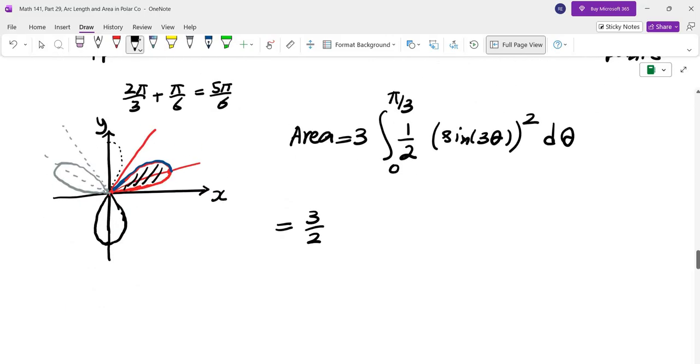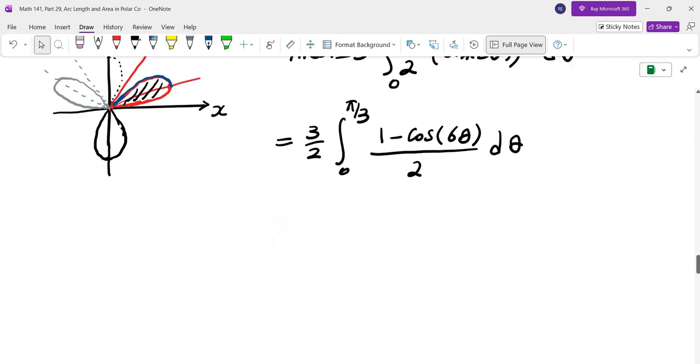So this is 3/2 times the integral from 0 to pi over 3. This one is sine squared. Sine squared is 1 minus cosine of twice that angle, over 2, d theta.